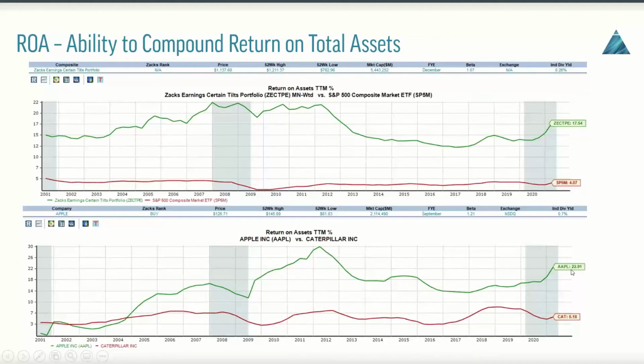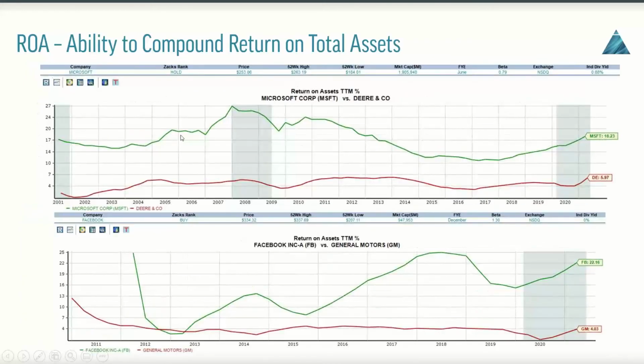Apple is literally crushing it by a factor of 4, and we're not hearing anything about Apple these days, but you will. Just some additional examples, right? Microsoft versus a John Deere. We hear a lot about the likes of Deere. We still hear things obviously about Microsoft, but if you look at the metrics here, the ability to compound return on total assets, there's just no comparison. Microsoft is literally 3x that of John Deere.